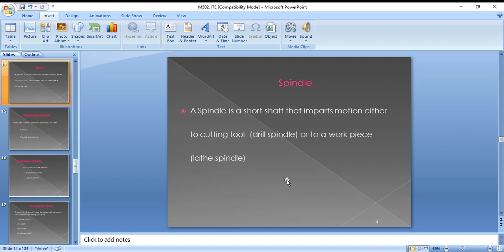A spindle is a small shaft used for a cutting tool or a workpiece. For example, the cutting tool in drilling, and the workpiece in the lathe spindle.